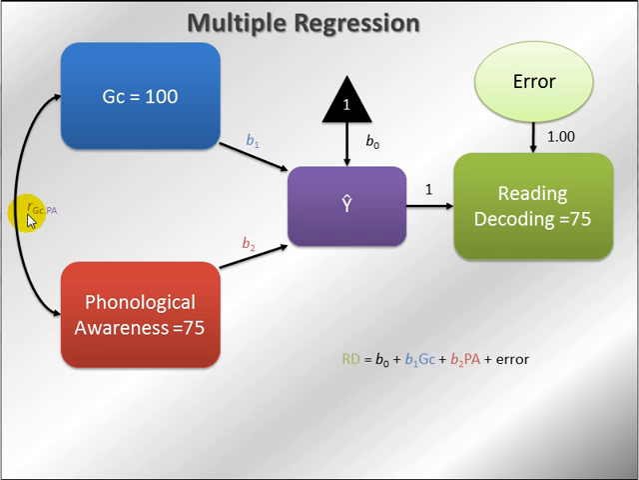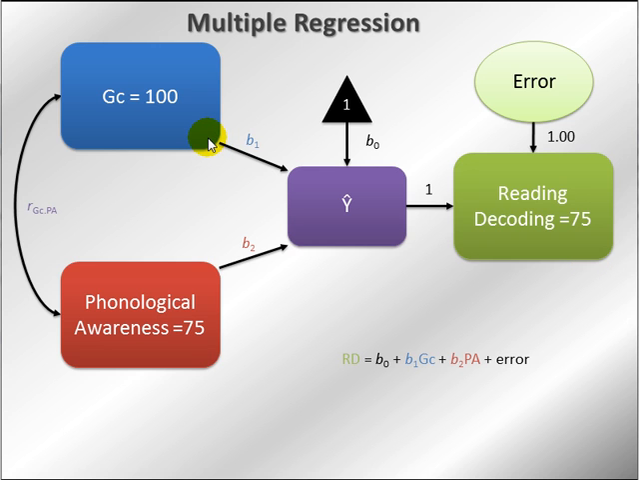The correlation can be symbolized with this R, and then the subscript is what is the correlation between. So R with subscript gc.pa means the correlation between GC and phonological awareness. This straight arrow represents the effect of GC on reading decoding. Now when I say effect, I mean something loose. It doesn't have to be a causal effect, but we're using it in a predictive sense.